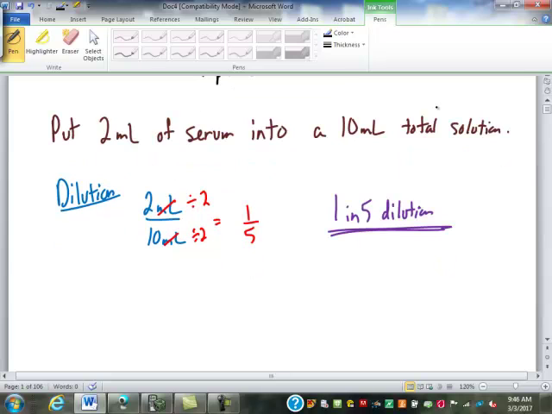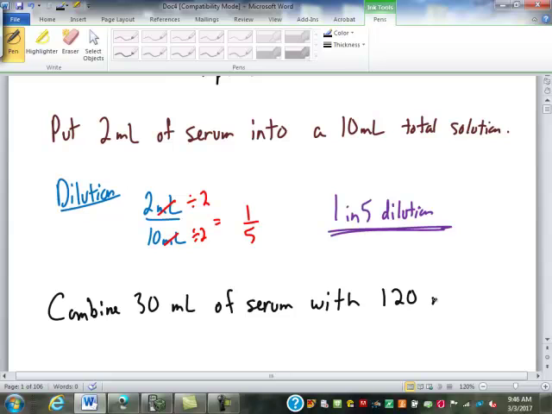Now, similar to that, we might combine 30 milliliters of medication, so 30 milliliters of serum again, with 120 milliliters of NS, and the abbreviation NS again stands for either neutral solution or normal saline. It's basically sterilized water that has no medicinal value.